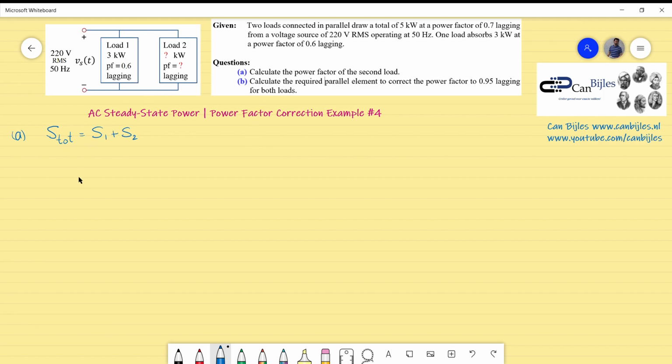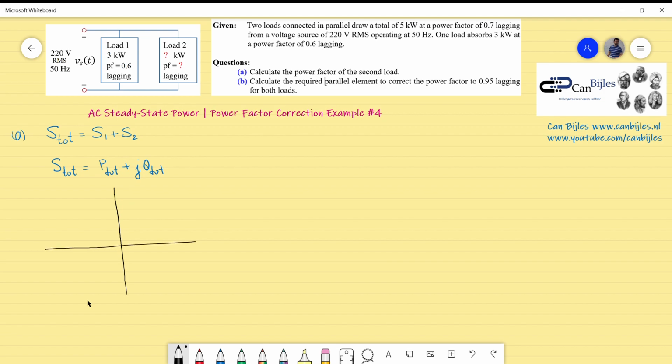What is S total? If we write this in a different form, S total is also equal to P total plus jQ total. We already know P total because of this 5,000, it's already given here. We don't know much about Q total, and we also don't know much about S total. But if you make a drawing of the situation, some of the unknowns will be clearer.